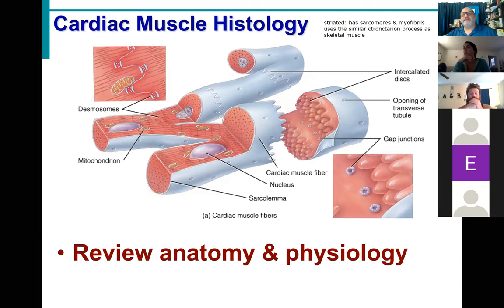What else do we know about it? Branched shape. Branch shape. What else? Doesn't regenerate. Doesn't regenerate. What else? Involuntary. Involuntary. And in fact, how is it controlled? Autorhythmic. Yeah.